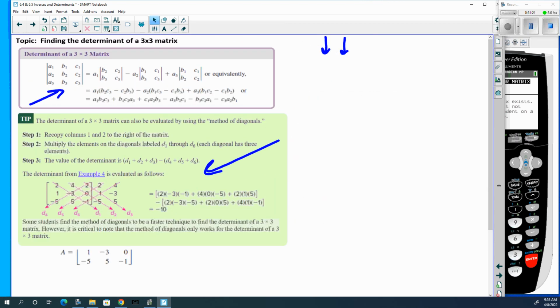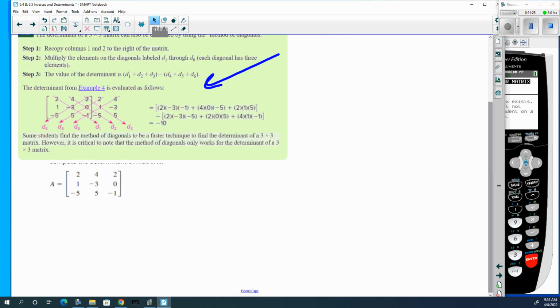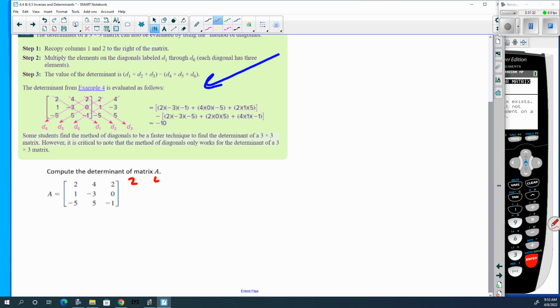Just drag that. Good. Okay. So I'm going to take the first 2 columns in this matrix and I'm just going to rewrite them. So it would be a 2, a 4, a 1, a negative 3, negative 5, and a 5. So I just repeat them. Now, if it was a 4 by 4 matrix, I'd need to write the first 3. So as your matrix gets bigger, you have to do more columns.